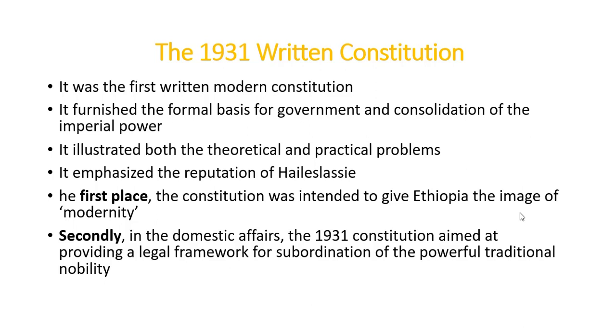Nevertheless, the 1931 constitution is considered as an instrument of modernization in that it introduced some modern institutions and elements, right? Among these modern elements, it introduced the parliamentary system. For the first time in the history of Ethiopia, the 1931 constitution introduced the parliamentary system. The core contribution of the 1931 constitution was the creation of the parliament.